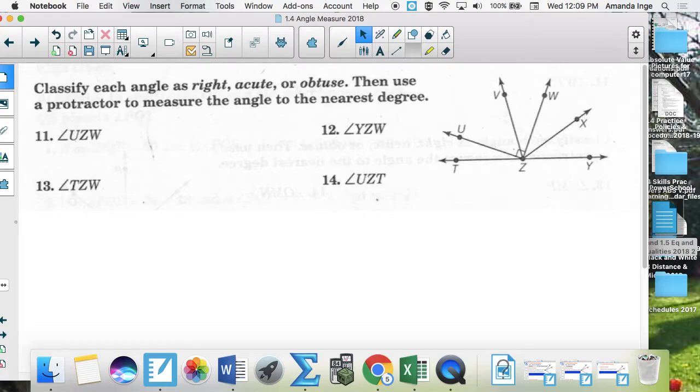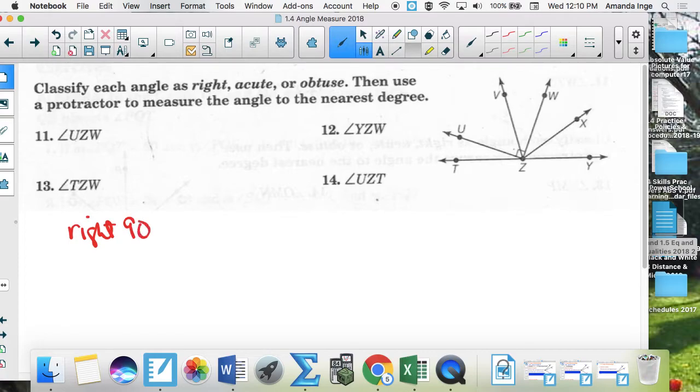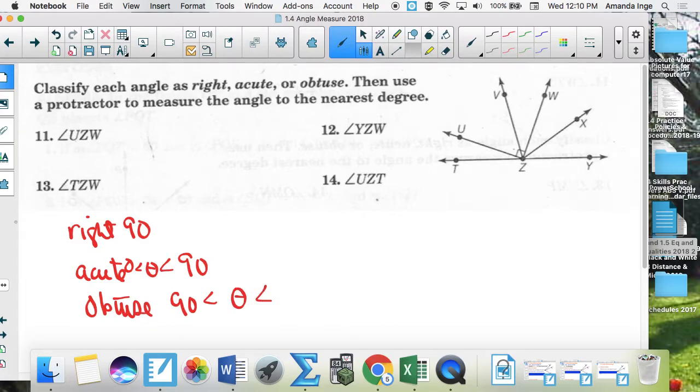All right. So right is 90 degrees, acute is less than 90 degrees, greater than 0. Obtuse is greater than 90 degrees, less than 180. So let's see if y'all can measure those.